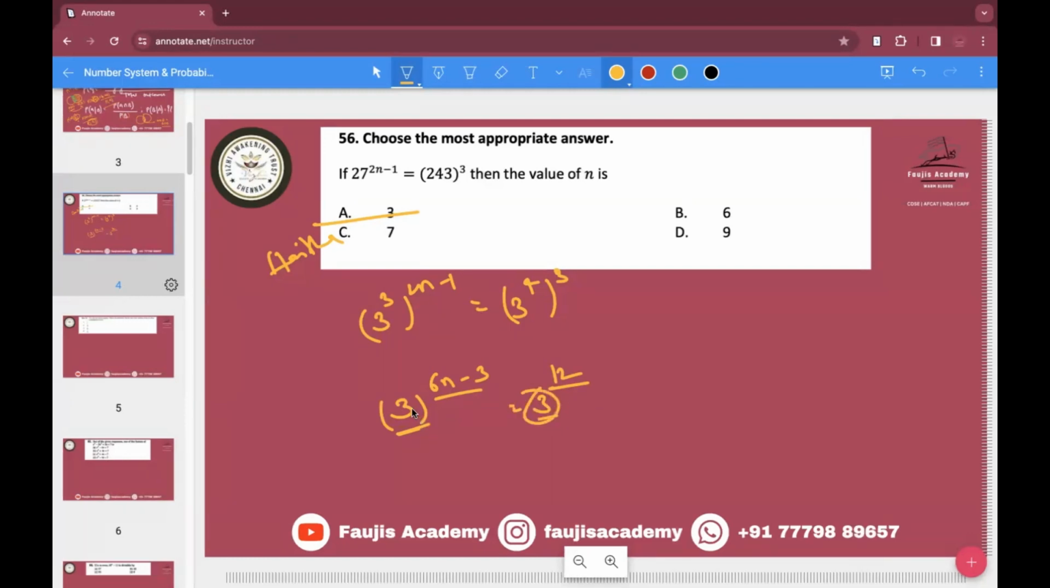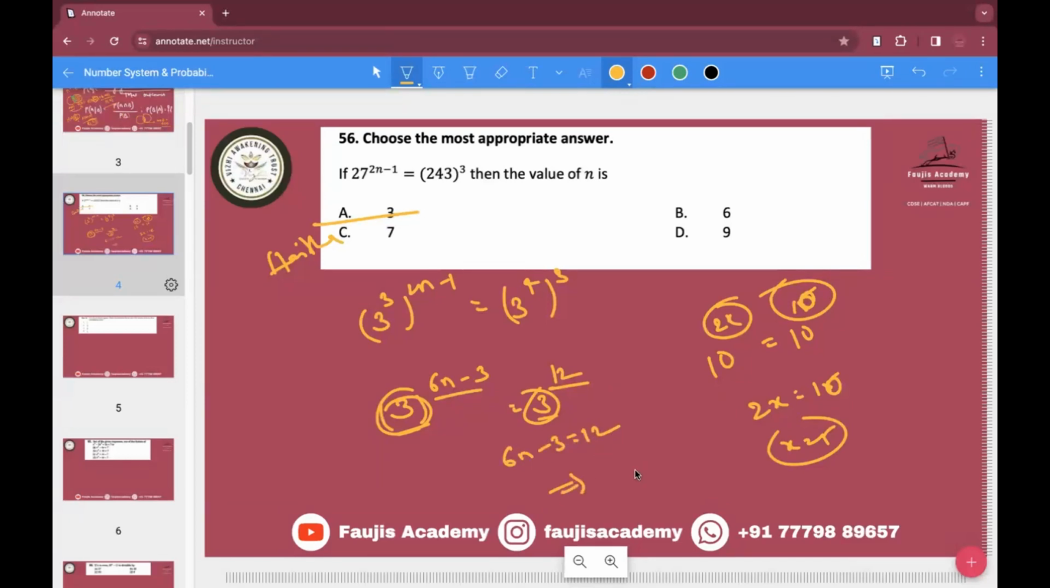So if the base is the same, if I say 10 to the power 2x is equal to 10 to the power 15, which means what? These two numbers have to be the same. That means 2x has to be 15. Isn't it, guys? So now we are doing 6n minus 3 is equal to. Now, Harita, tell me what is the answer. Okay, yes, you are right. I thought it was 3 over here.